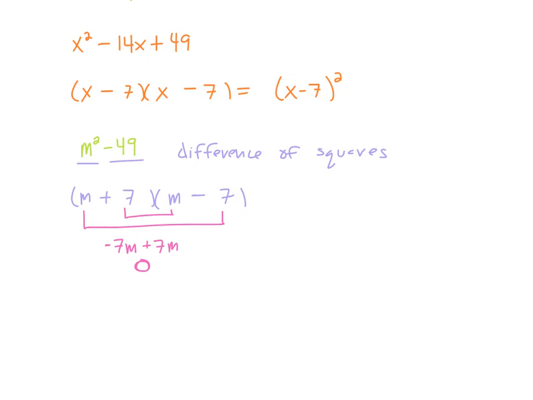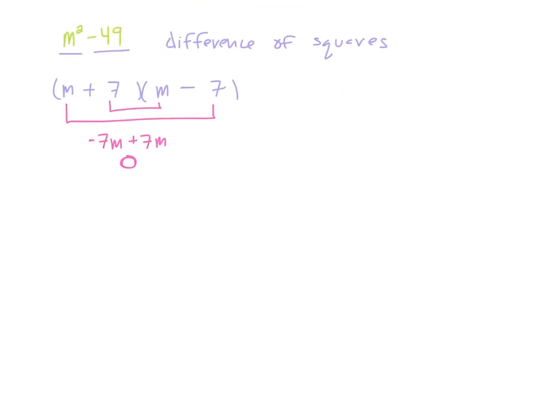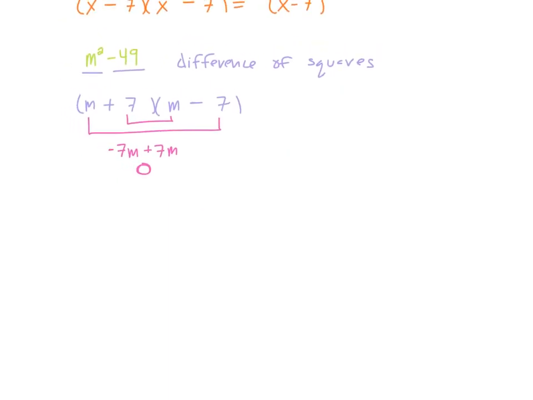All right, let's take a look at another example here. So we're going to have 64n squared minus 1. All right, so now again, for it to be difference of squares, each one has to be a perfect square. So this is a little different because now I have a number in the front. I got a 64.